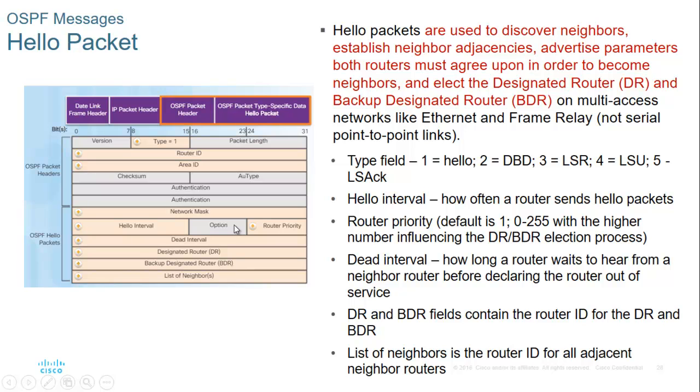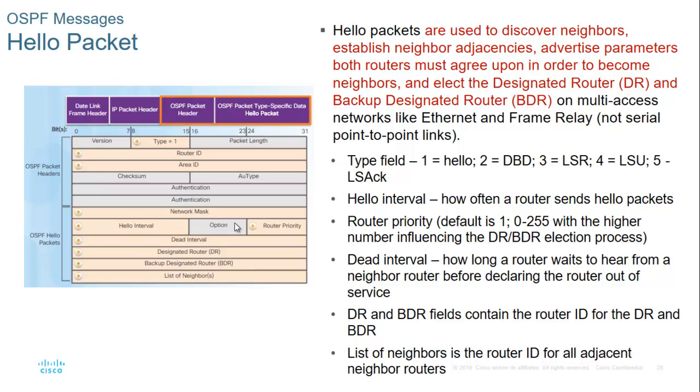Hello packets are used to discover neighbors, establish neighbor adjacencies, and advertise parameters both routers must agree upon in order to become neighbors. So they must have certain things that they agree upon, like dead interval, before they can actually talk to each other. Hello packets are also used to elect a designated router and a backup designated router on multi-access networks like Ethernet and frame relay.